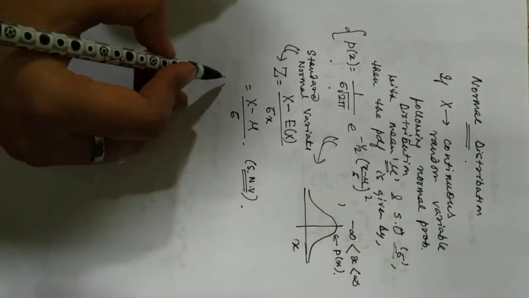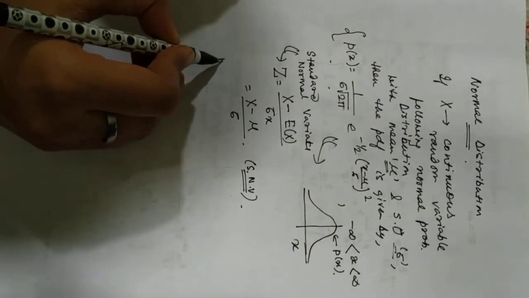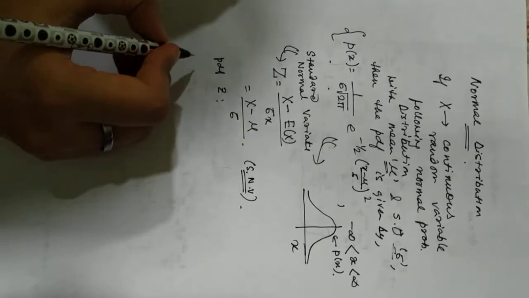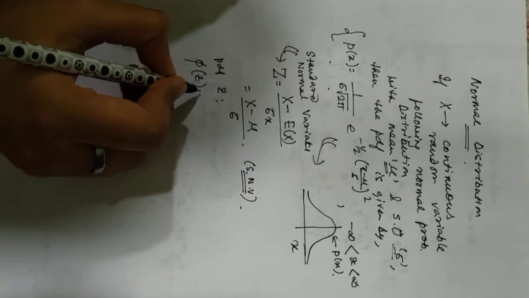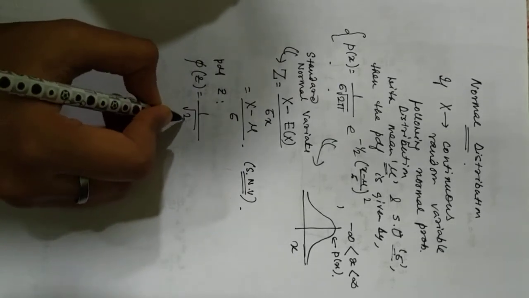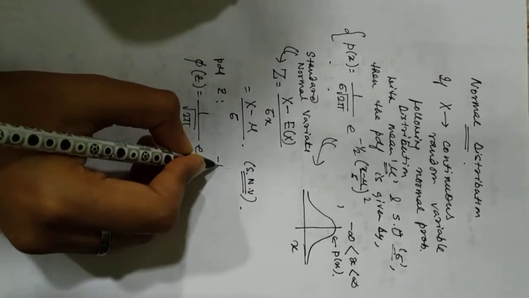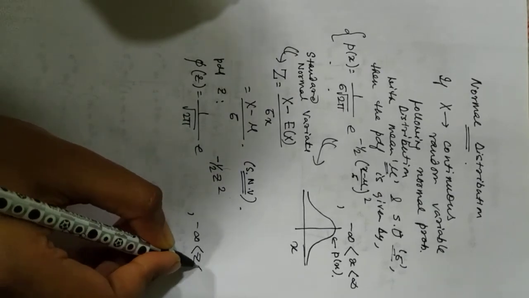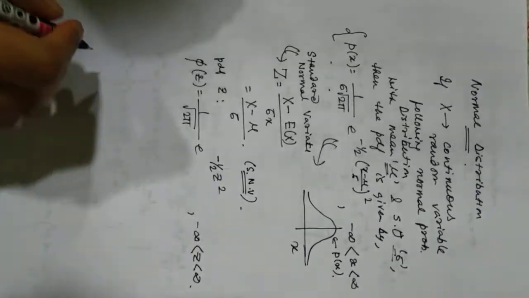Now the probability distribution function of the standard normal variate z is given by phi(z) is equal to 1 by root over 2 pi e to the power minus half z square, where z can take the value between minus infinity to plus infinity.